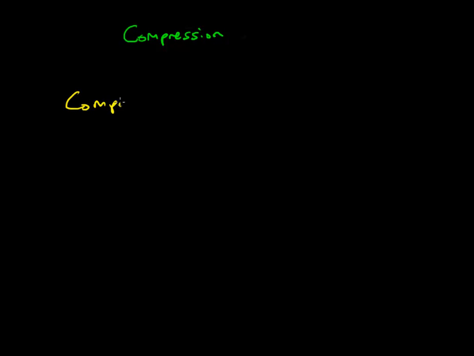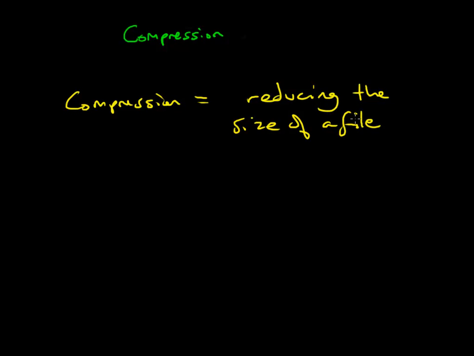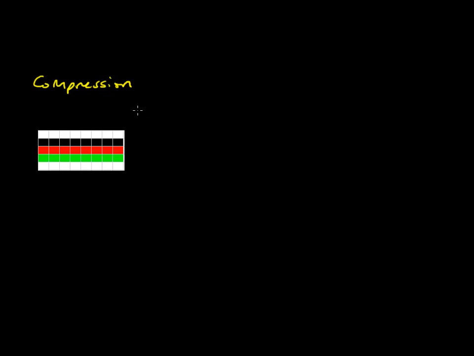Compression is reducing, making smaller, so reducing the size of a file or some data. And so to give you an idea of how this works, we're going to look at a really simple compression technique just to show you how we can get a large file and make it a small file.